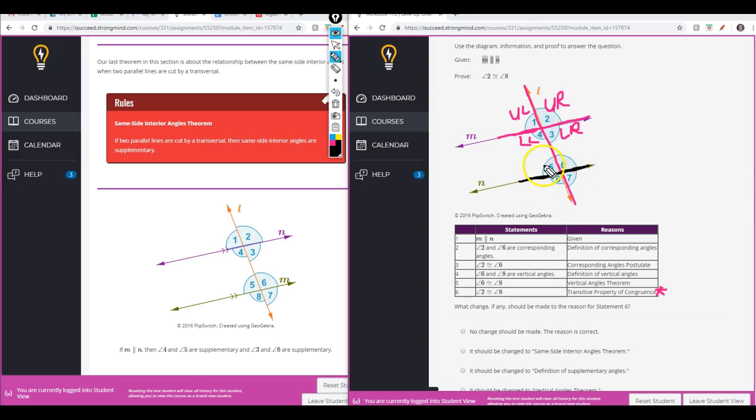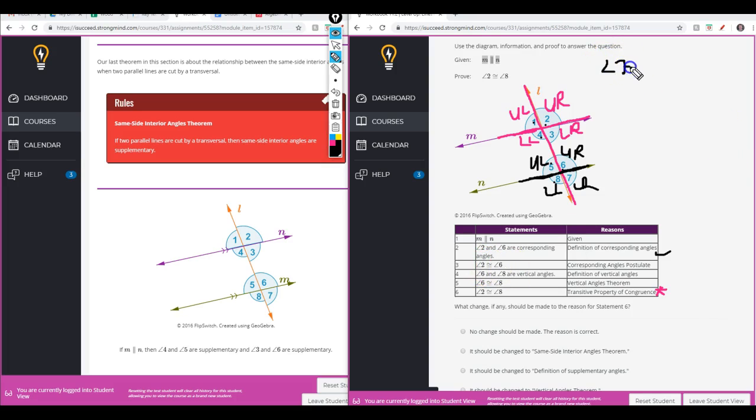So again, for line N, we have upper left, upper right, and lower left. So corresponding means they are both upper rights, which is angle 2 and angle 6, like it stated. Another corresponding pair would be both lower left pairs, so angle 3 and angle 7, or both lower right pairs, or both lower left pairs, 4 and 8, and upper left pairs, which would be 1 and 5. So that's corresponding angles right there. So yes, they are corresponding angles.